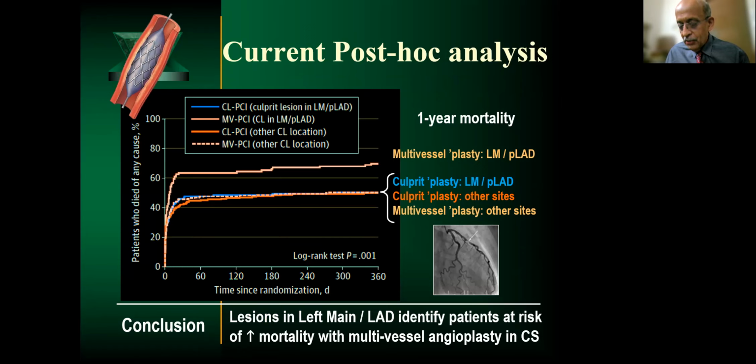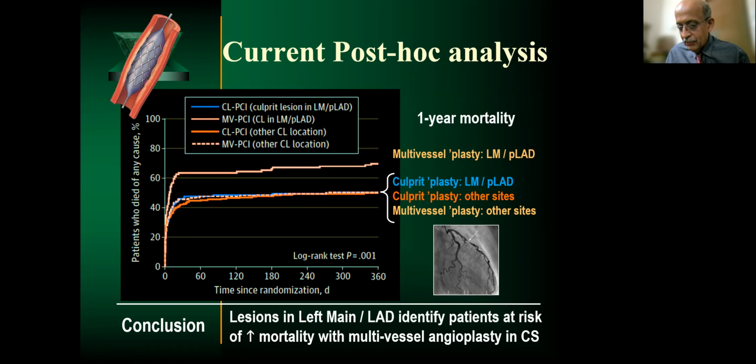And basically what they saw was quite interesting in the sense that when you look at the outcomes with multivessel angioplasty and you look at the adverse outcomes related to that, it is dominantly related to the patients who have left main and proximal LAD lesions. In these patients alone, if you did a multivessel angioplasty, their outcomes were likely to be terrible, in contrast to virtually every other subset. In patients who have lesions in other sites, it does not matter whether you do a culprit vessel angioplasty or a multivessel angioplasty.